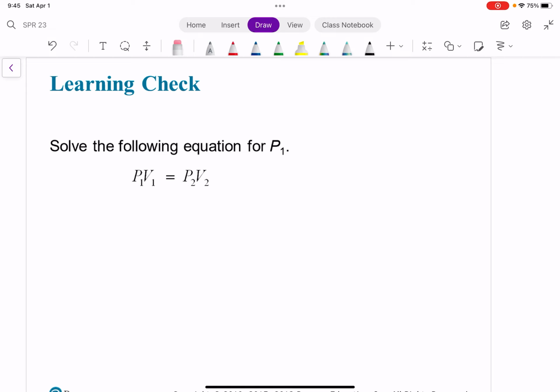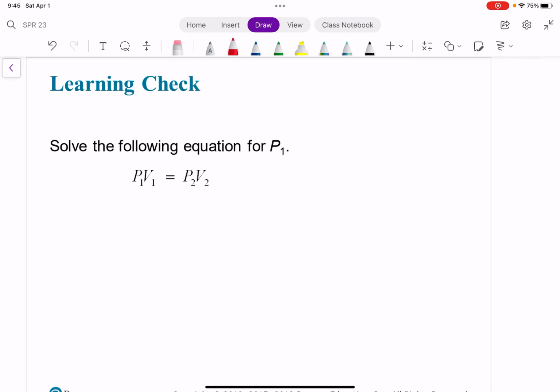All right, and before I show you the answer, let's just do this on our own. So if I'm trying to solve for P1, I need to get this V1 that's in my way away from me. So away from my P1, I should say. So how am I going to do that?